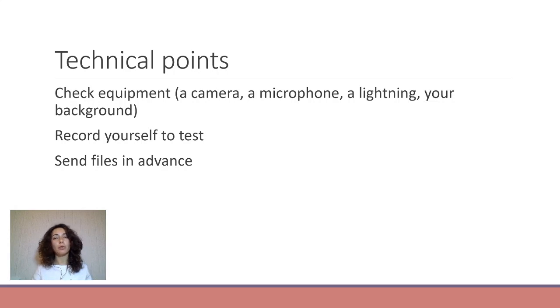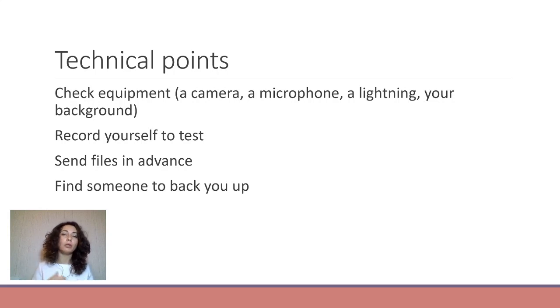One more point how you can approach it is to have someone to back you up. So you can ask a colleague to support you during your presentation. For example, you can send a copy of your file to this colleague. So if you have some issues on your side, this person can help share a document. Also, this person can write a private message to you in case you have some trouble with image or with voice to help you out.